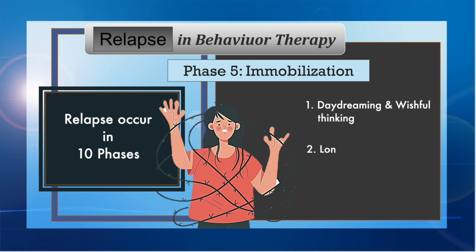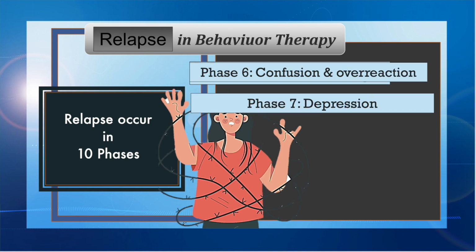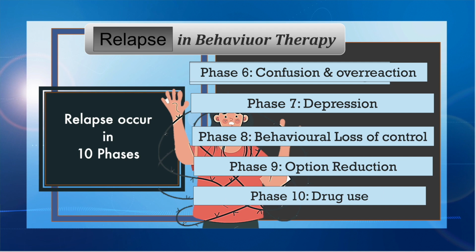Phase 5: immobilization, daydreaming and wishful thinking, loneliness and lethargy. Phase 6: confusion and overreaction. Phase 7: depression. Phase 8: behavioral loss of control. Phase 9: option reduction, there is no other option, only the substance has to be taken. Phase 10: drug use. So, these are the 10 phases.